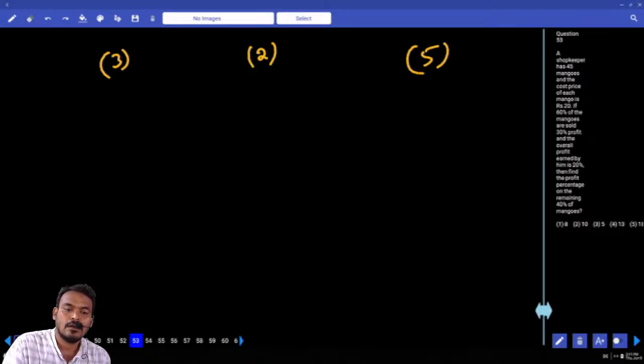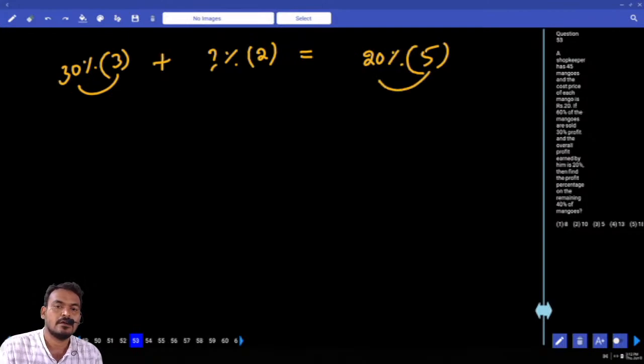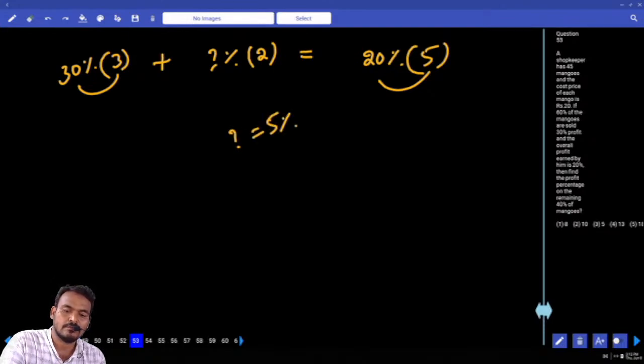3:2:5 earned. On 3 parts how much? 30%. On 5 parts, 20%. We require the remaining 2 parts earned plus equal. 33 is how much? 90. 25 is 100. Difference 10. Something into 2 equal to 10. Something equal to 5 or not?